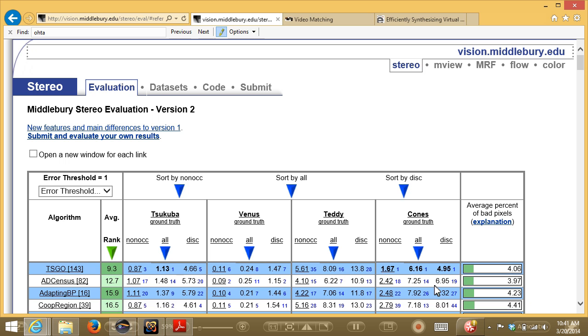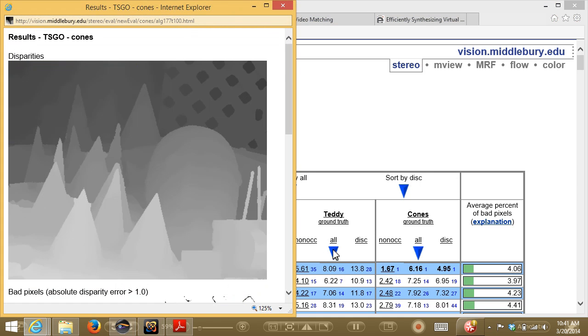And you can see that if you poke around the site, you can get all sorts of examples. Here are the cones that we were looking at earlier, so here's the disparity map for the cone example. I guess I should have made that example a little bit bigger on the screen. But you can see that this is a good thing.